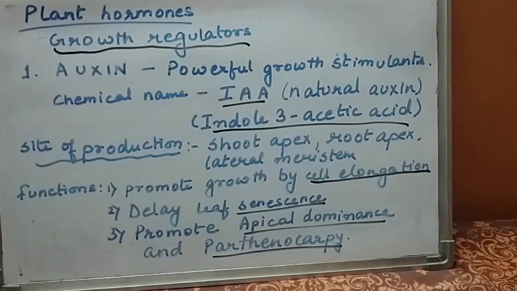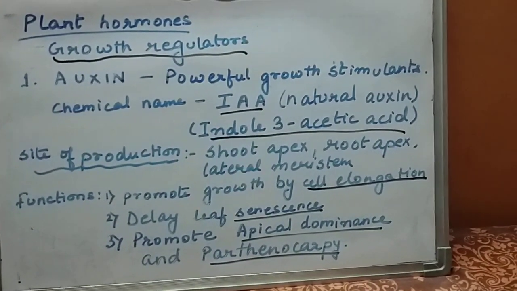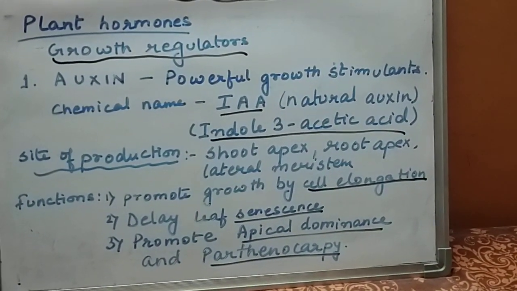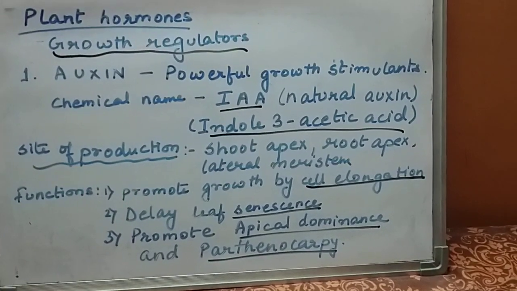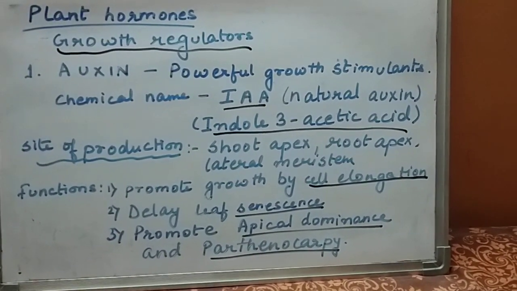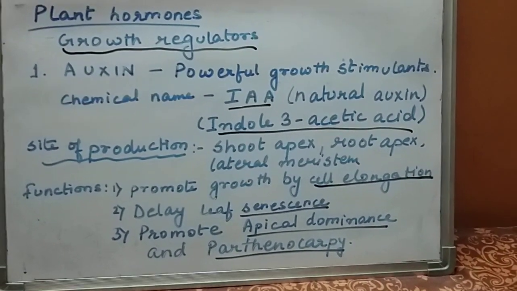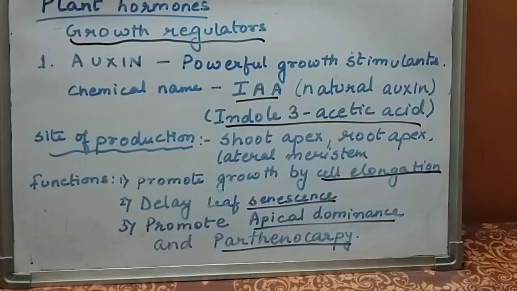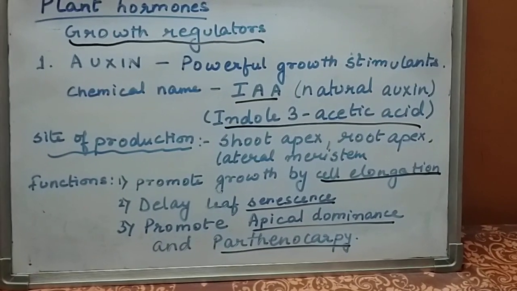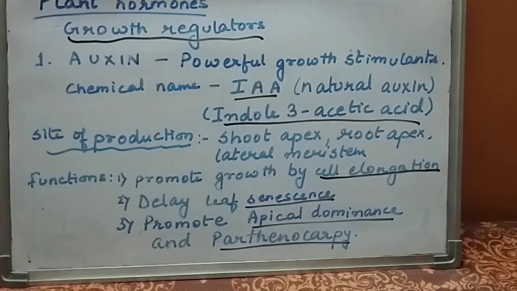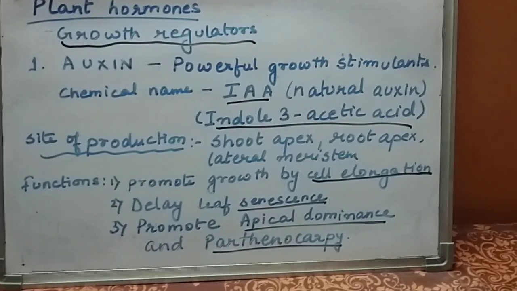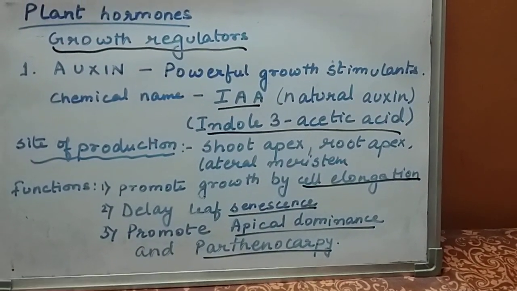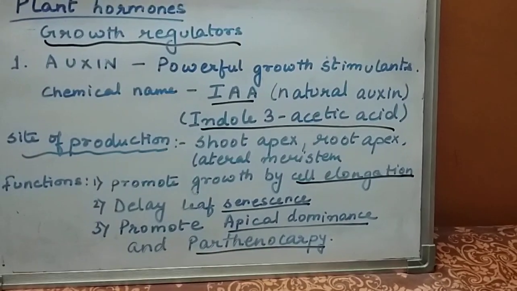It also helps in parthenocarpy. Now, what is parthenocarpy? Parthenocarpy is a process where there is development of fruits without fertilization. So it does not undergo the fertilization process, but directly the fruit develops from the flower. What are some examples of parthenocarpic fruits? They are apples, tomatoes, bananas.